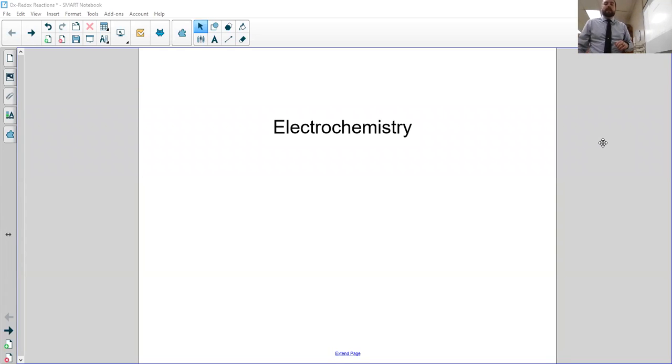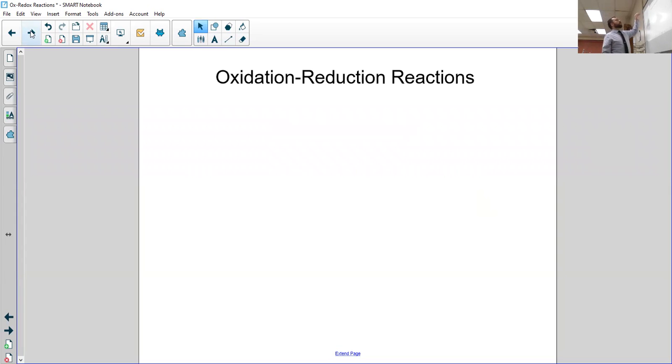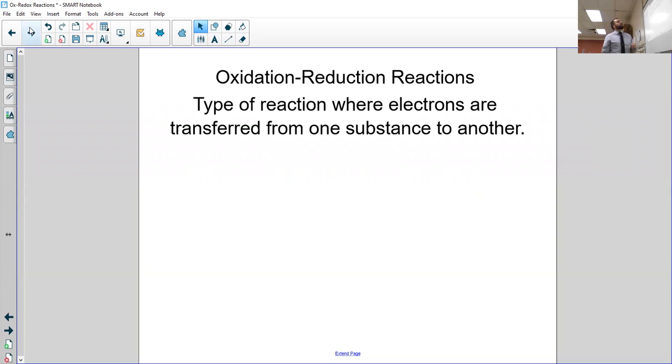All right, ladies and gentlemen, today we're going to be going into a new unit, our electrochemistry unit. Electrochemistry is the process of chemical reactions that produce or require electrical current. The first topic we're going to talk about in our electrochemistry unit is oxidation-reduction reactions. We usually write that as redox reactions. A redox reaction is the type of reaction where electrons are transferred from one substance to another substance.